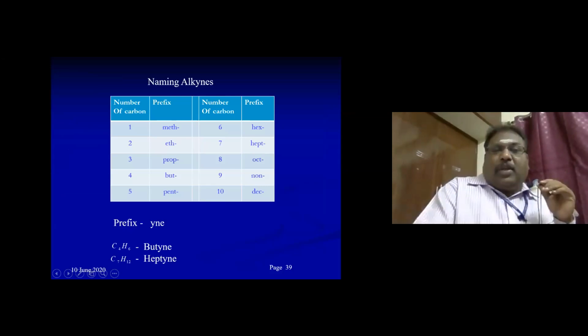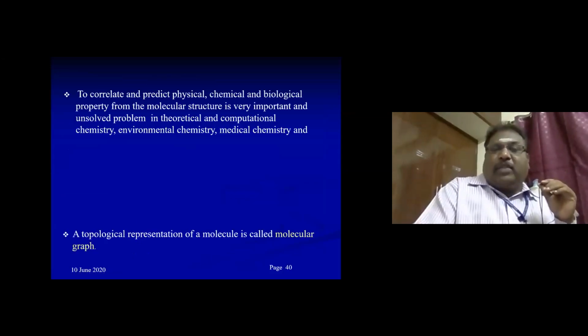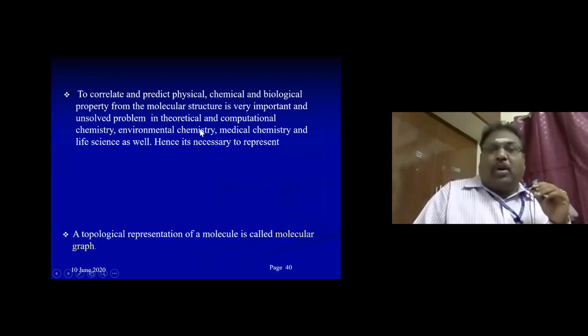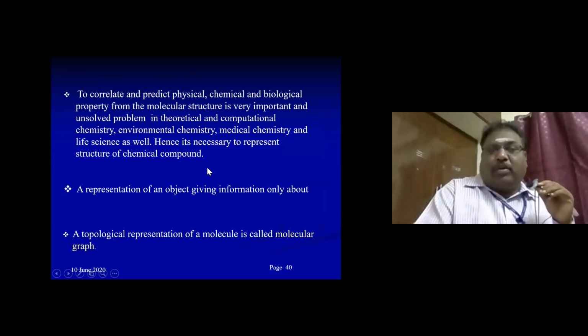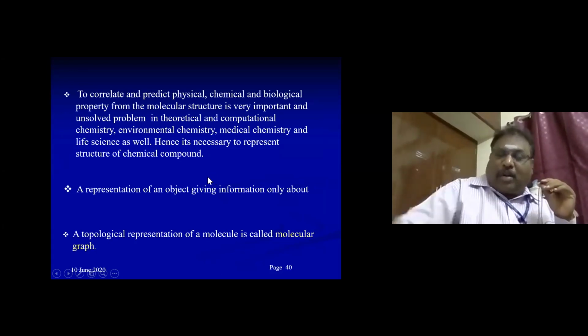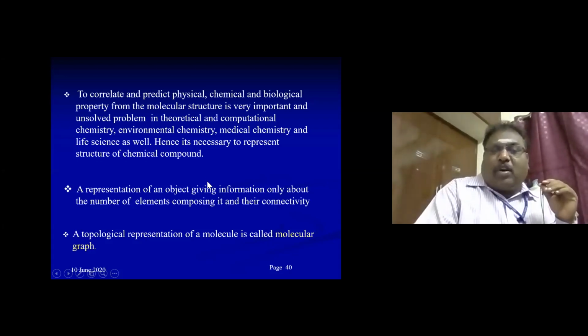To correlate and predict physical, chemical, and biological properties from the molecular structure is a very important unsolved problem in theoretical and computational chemistry, environmental chemistry, medicinal chemistry, and life sciences as well. So definitely we require a representation of a chemical compound. The chemistry people are worried about how to represent it, with the periodic table, atomic number, mass number, properties, and so on. But what we are going to do is this: a representation of an object giving information only about the elements composing it and its connectivity is named a topological representation of an object.